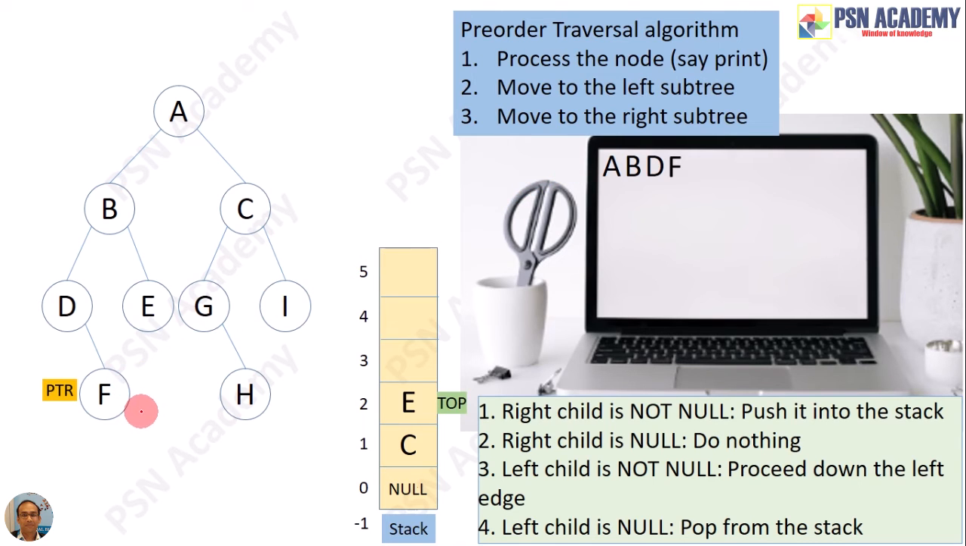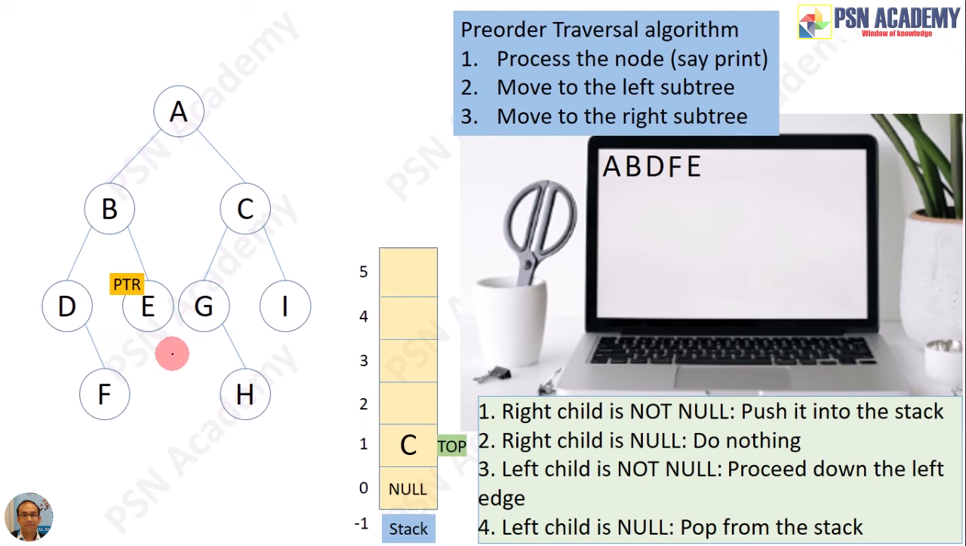Before proceeding towards the left, you have to check whether there is a right child or not. It says no. That means follow rule 2. You don't have to do anything. Check whether there is a left child. It says no. Then go to rule 4. The rule 4 asks you to pop from stack. So, E will come out and decrement top by 1 and set PTR to E. Now PTR is standing on a new node, so print it.